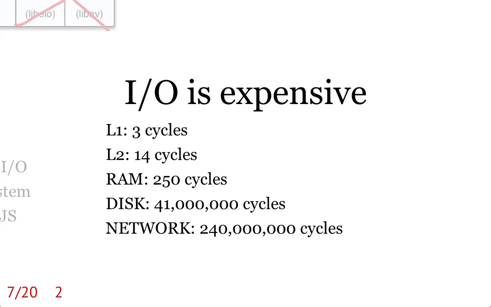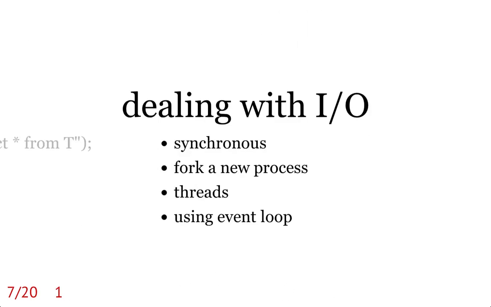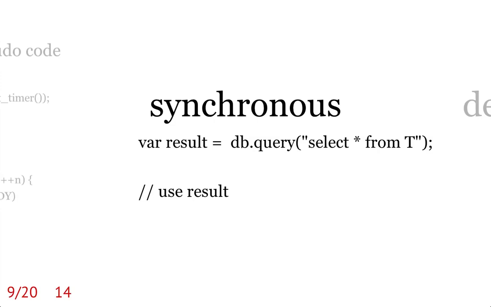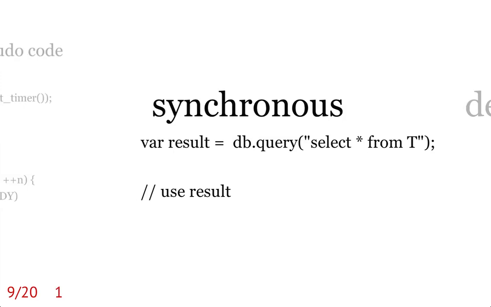And there are a few ways to deal with I/O. There's the synchronous way, there's forking a process, you can create new threads. And the problem with forking processes or threads is that it's very expensive in terms of CPU and memory. And there's another approach which Node is using, which is the event loop. This is the common way to do stuff, especially if you're coming from Ruby or Python. You're making a request and you just sit and wait. And your software, your computer, is not doing anything but waiting for the query to come back.